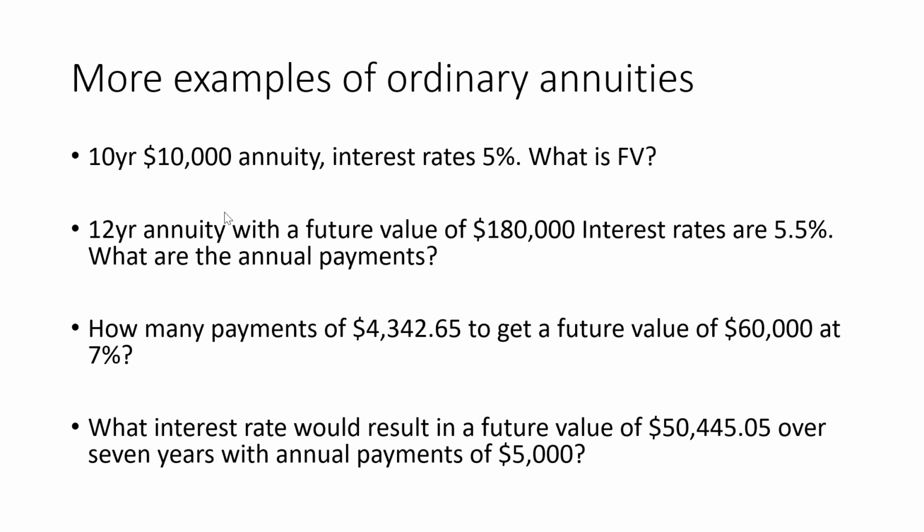What interest rate would result in a future value of $50,445.05 over 7 years with annual payment of $5,000? So in this one, we're going to calculate the interest rate. That's what it's asking for. So we're given the future value of $50,445.05 over a 7-year period with annual payments of $5,000. That's going to be our payments, right? So our payment input is going to be negative 5,000, for 7 years as our N. Our future value is this one. We're going to compute for interest rate, and that's going to give us 12%.